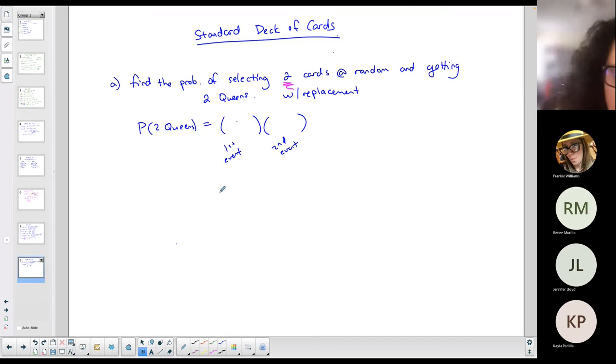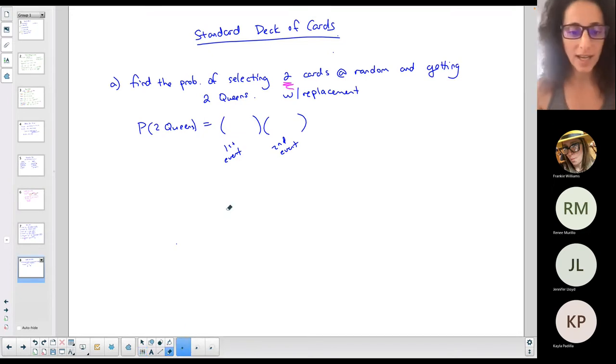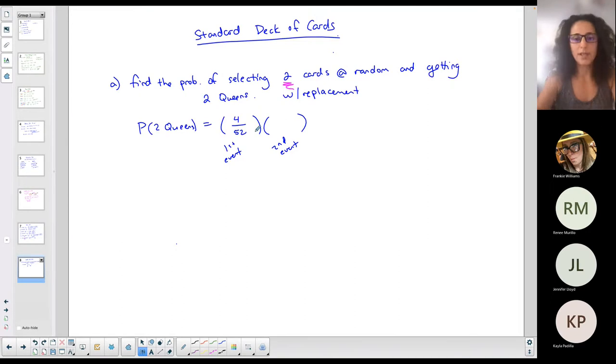So let's talk about the first event. I go to this deck and I pick a queen. Well, there are four total queens out of 52 total cards. So that's the probability of the first card being selected and it being a queen. Now I put it back. So now I'm going to pick the second card, and I want it to be another queen. But I still have four queens in the deck, and I still have 52 total cards.